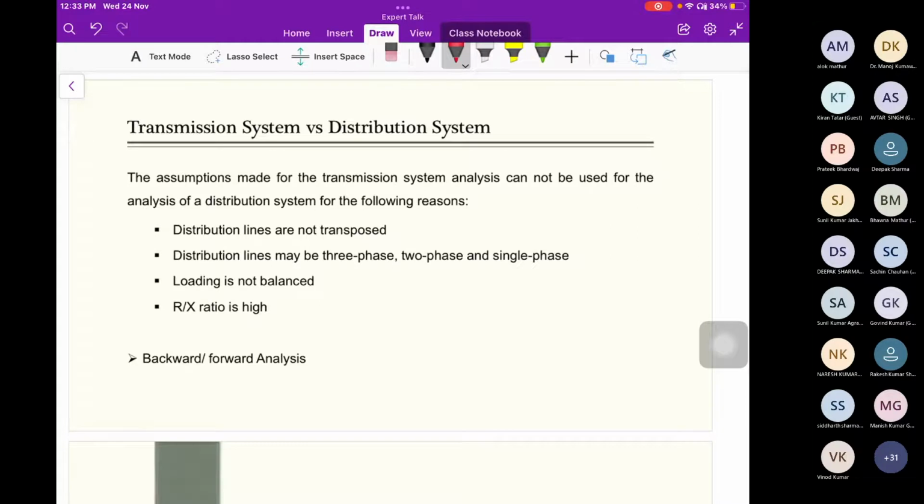Analysis is required for both, but the normal structure of the transmission system and the distribution system is different. Why? Because in the transmission system, the R value is very low, but in the distribution system the load is connected. In transmission we consider there is no load, so the load is not there, and only the very nominal resistance of the wire will be there. In the distribution system, the resistance is high. That's why the analysis of the distribution system is different from the transmission system.